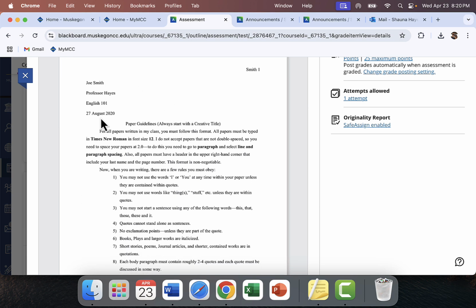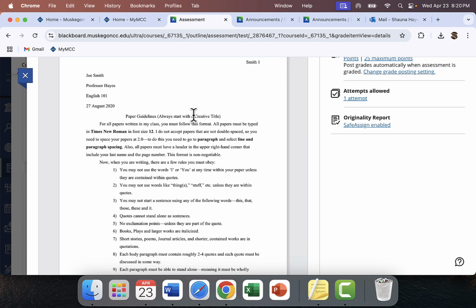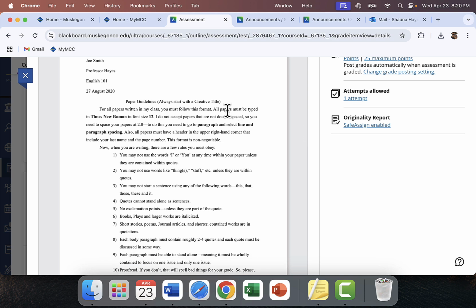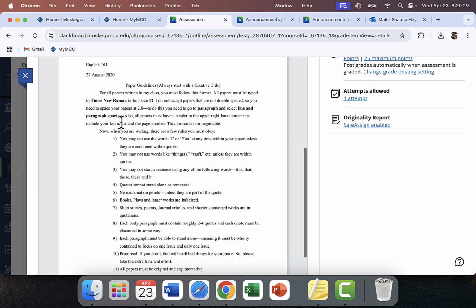So you'll notice that this paper is set up following MLA formatting. It's got the nice heading over here, header in the corner, student's last name and page number, the title. And notice that the font is Times New Roman 12. You'll notice that the paragraph spacing is double here.